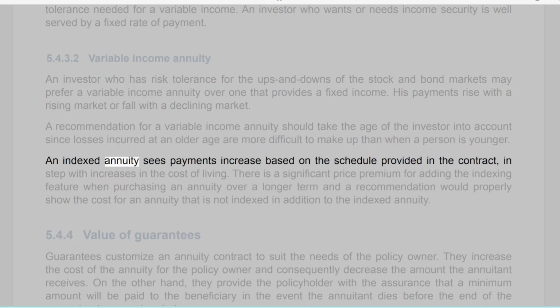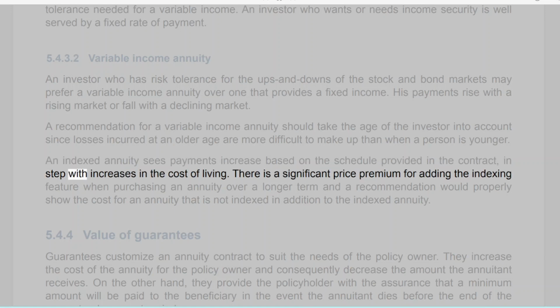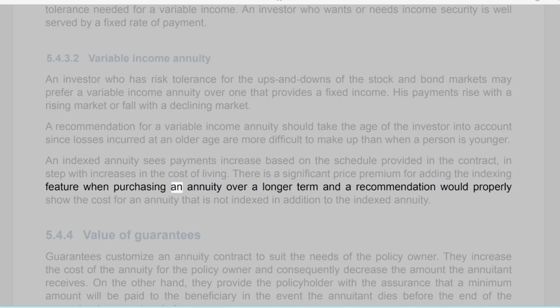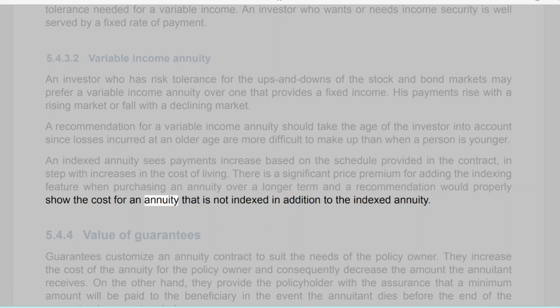An indexed annuity sees payments increase based on the schedule provided in the contract, in step with increases in the cost of living. There is a significant price premium for adding the indexing feature when purchasing an annuity over a longer term, and a recommendation would properly show the cost for an annuity that is not indexed in addition to the indexed annuity.